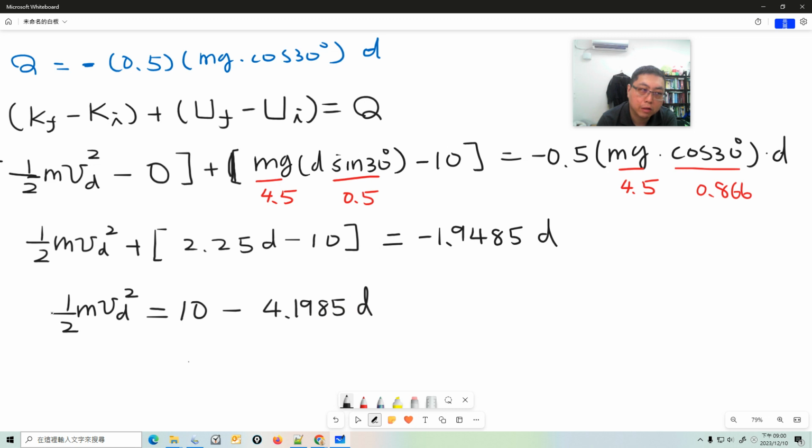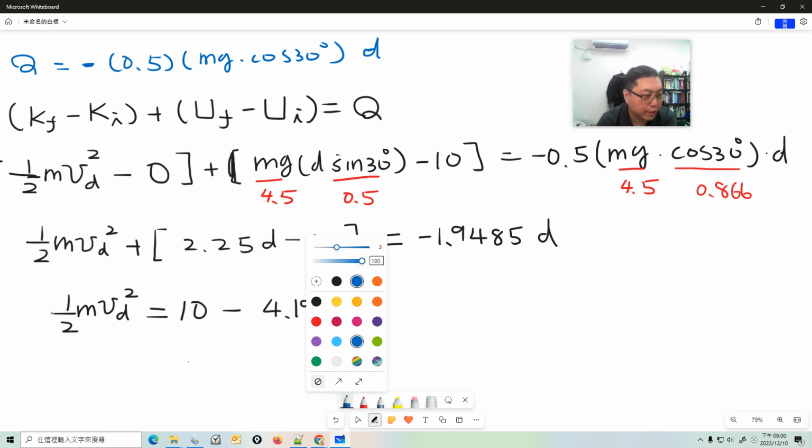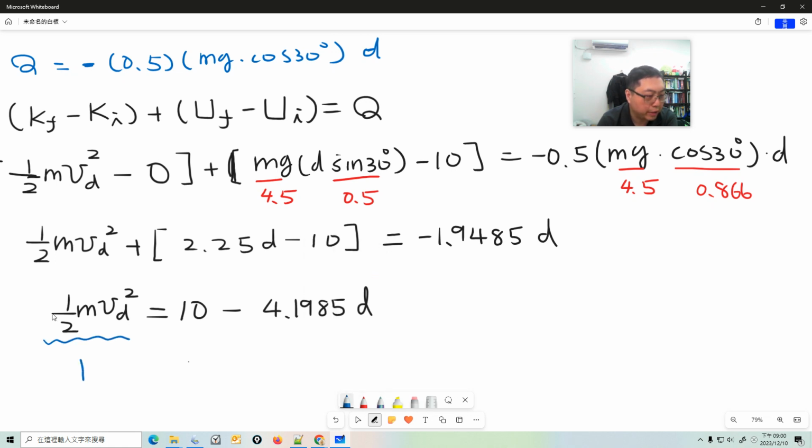along the inclined surface a distance d. So I just rename it k. And right now our kinetic energy k is a function of d, and it's 9 minus 4.1985d. So right now, I make the kinetic energy of the block on the inclined surface a function of the distance on the inclined surface.